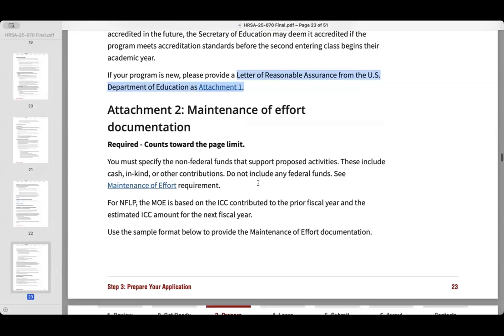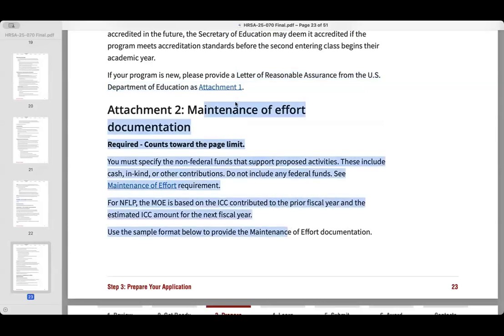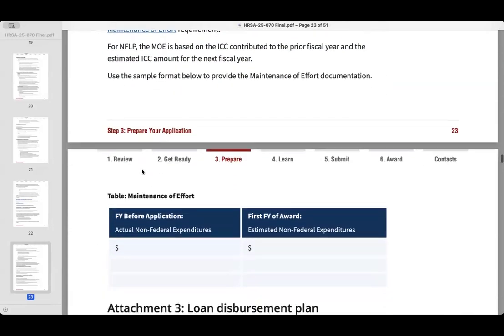All right, so maintenance of effort documentation. So this is basically what the institution is supplying, which can be cash, in kind, and other things. So this is basically what the institution is bringing to the table. It is helpful to demonstrate that even if you're saying, oh, we get this award, we will dedicate X% of this faculty, staff, administrator time towards it.